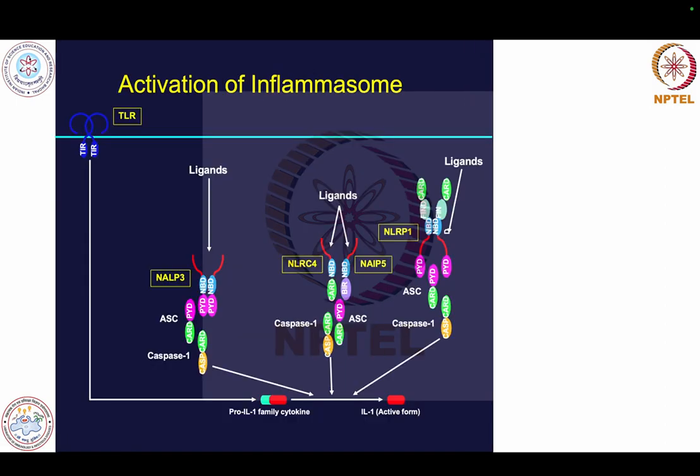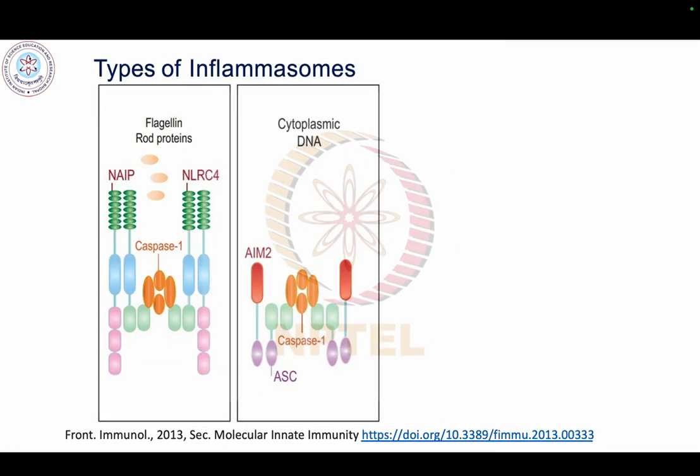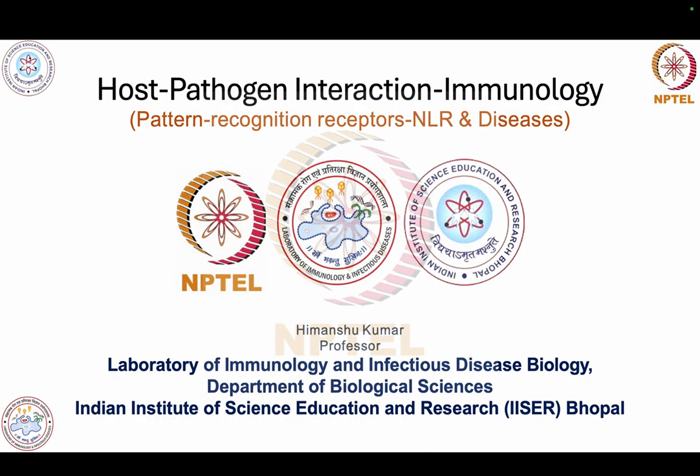So through TLRs, activation of inflammasome also happens. This is a signaling pathway where different adapter proteins give signal to downstream proteins, and then they ultimately act on certain genes. There are different types of inflammasome: flagellin rod proteins mediated activation, and cytoplasmic DNA.